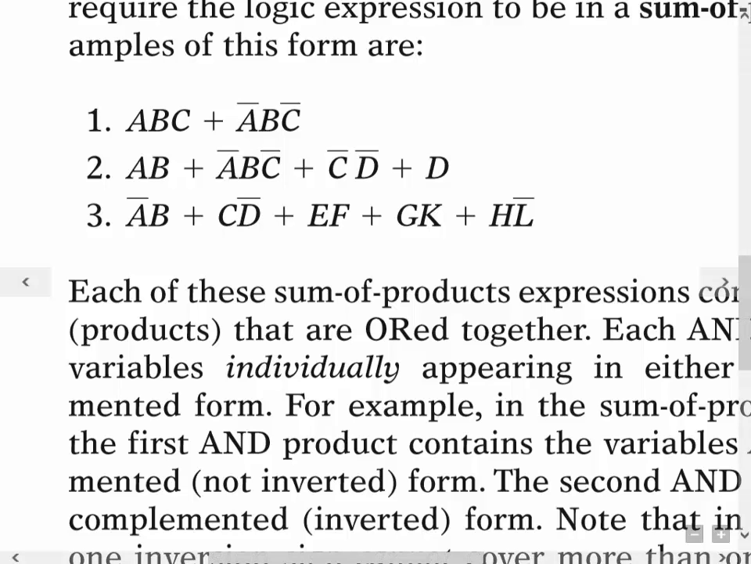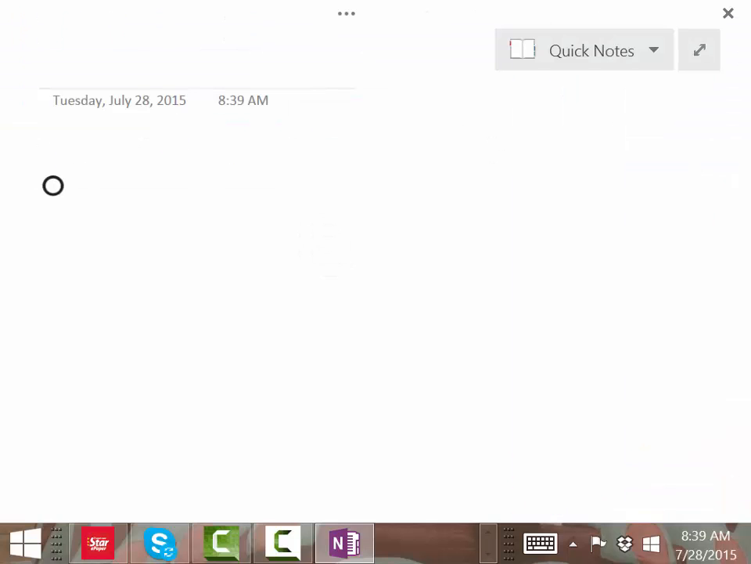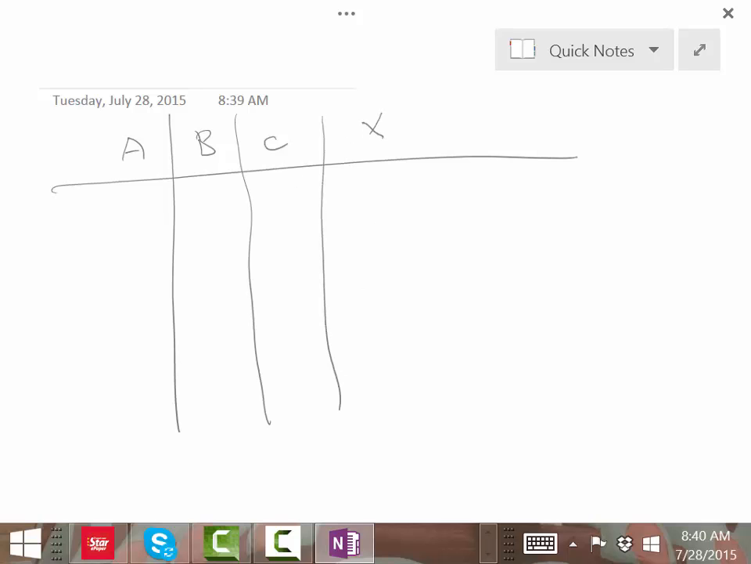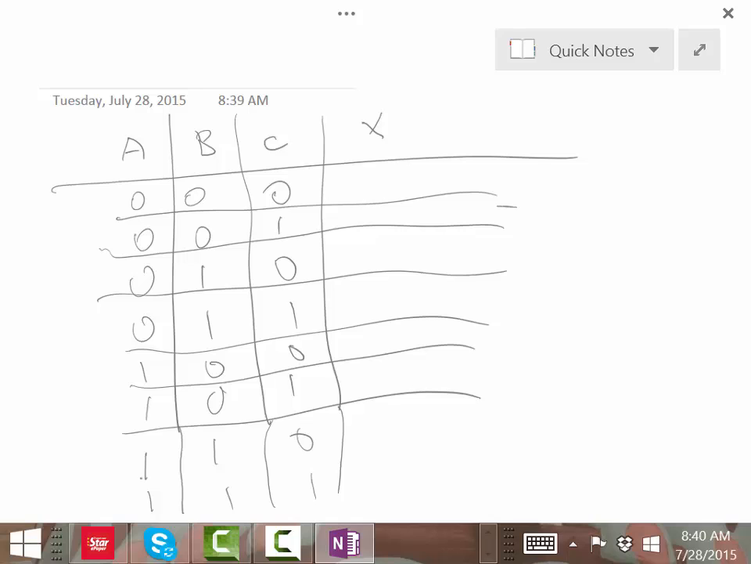If we've got a 3-input system, A, B, C, and I'm going to show X as my output right here. 0, 0, 0; 0, 0, 1; 0, 1, 0; 0, 1, 1; 1, 0, 0; 1, 0, 1; 1, 1, 0; and 1, 1, 1. These are all the combinations we can have in terms of this circuit.